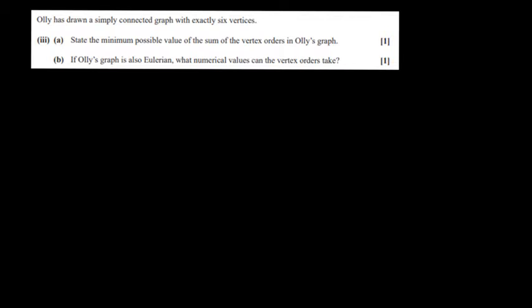We're meeting a new character, hey! Ollie then, rather than Holly, has drawn a simply connected graph with exactly 6 vertices. Okay, great. So we've got our 6 dots again, and we know that this one is connected and simple. So all of them are going to connect up and there's going to be no multiple loops. We need to state the minimum possible value of the sum of the vertex order. So that's the total node order. What's the minimum value of the total node order?